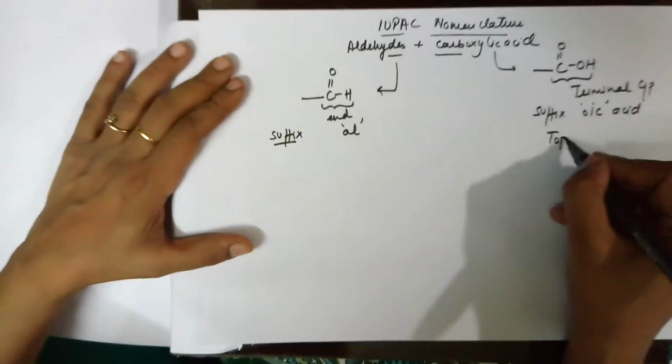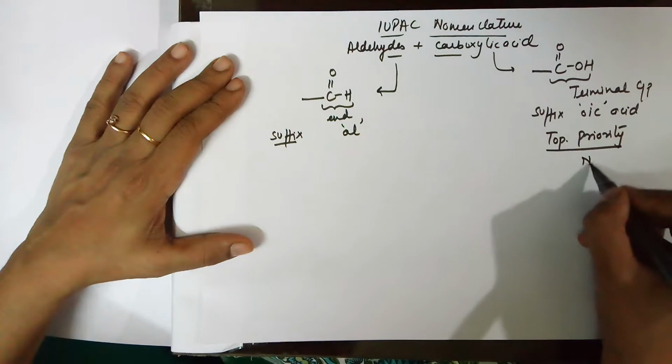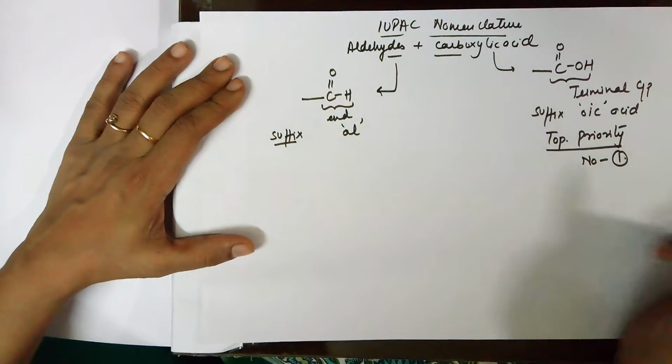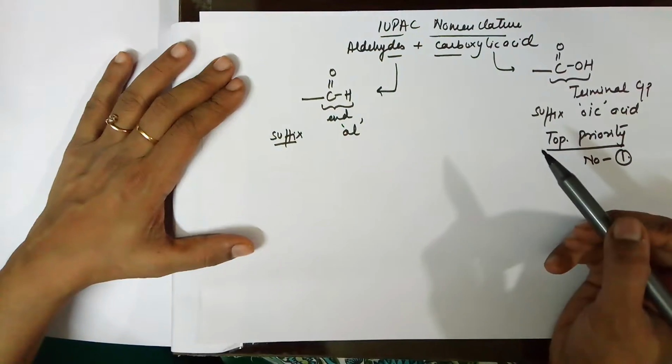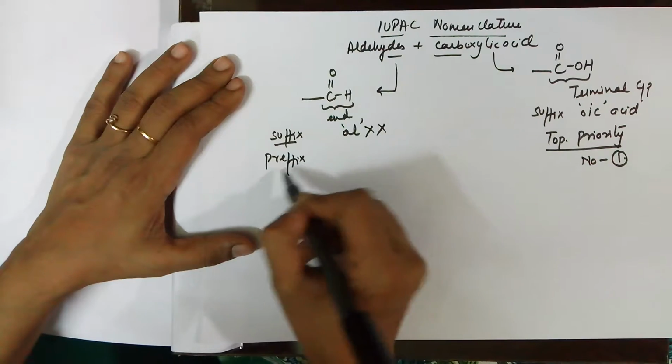The problem arises if the compound has both of them. Now what? You cannot use two suffixes of functional groups in the same compound. In that case, you need to know the priority order. Please keep a note of it. Carboxylic acid is the top priority group. Since it is the top priority group, it would always be given as number 1. While the aldehydic group in the presence of a carboxylic acid cannot be called a suffix, you will have to use it as a prefix.